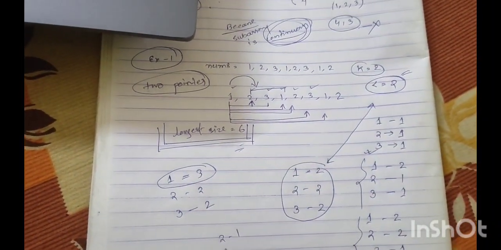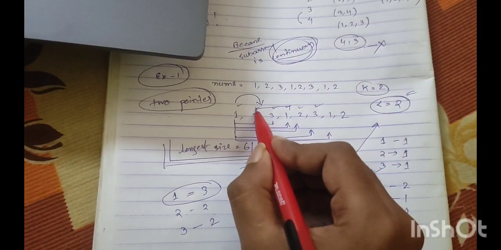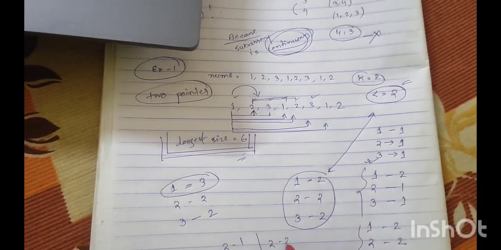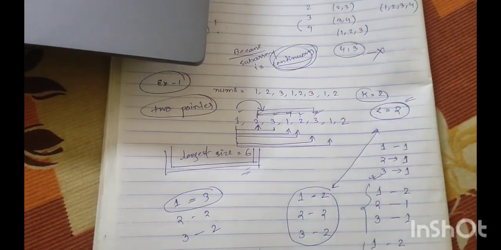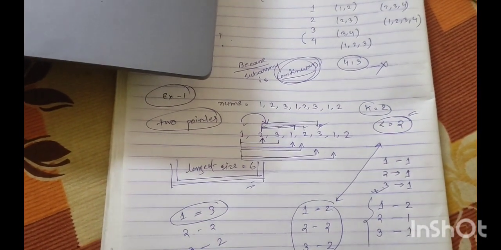Okay, so 2 is 1 time, 3 is 1 time, and 1 is 1 time. So we are starting from 2 to 2. Okay, so 2 is 2 times, 3 is 1 time, and 1 is 1 time. We are starting from 2 to 3. So 2 is 2 times, 3 is 2 times, and 1 is 1 time.